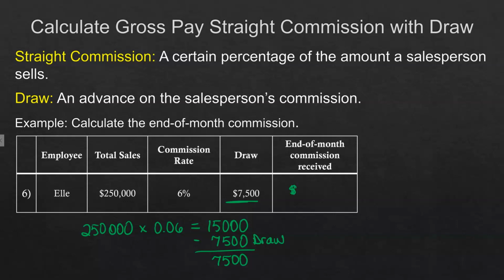Also, commission is taxed at a pretty high rate. And so that's a little bit discouraging. I have people in my family who have been in sales, and that is very true, that you get a pretty high tax rate on those. So the end of month commission, the gross is $7,500, and then of course taxes and everything would be withheld from that.